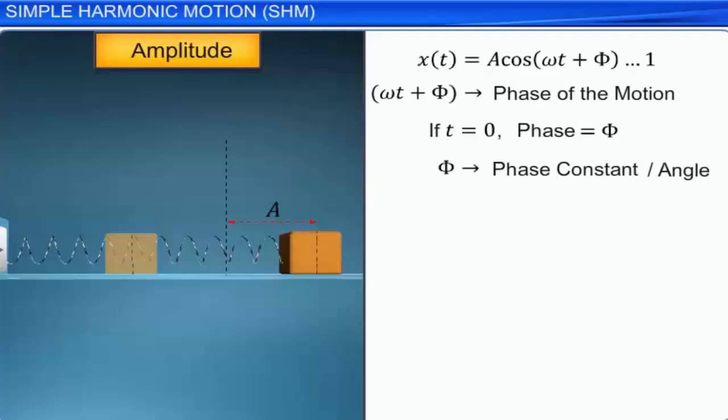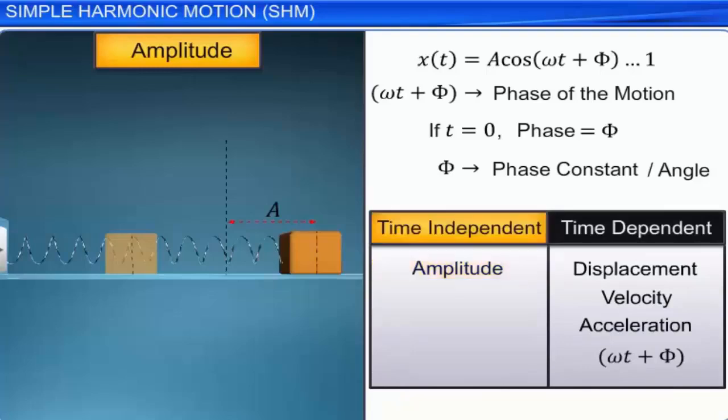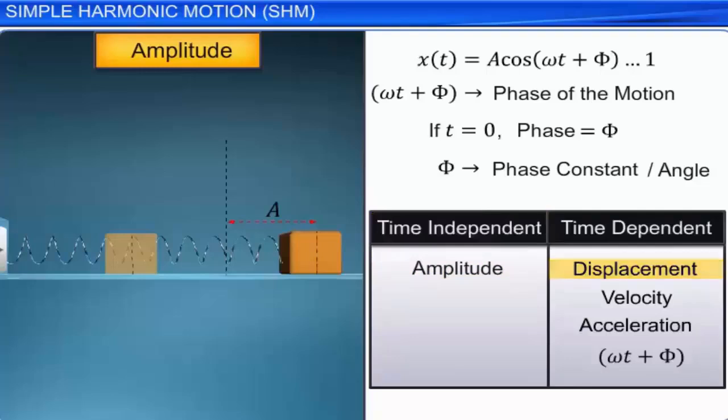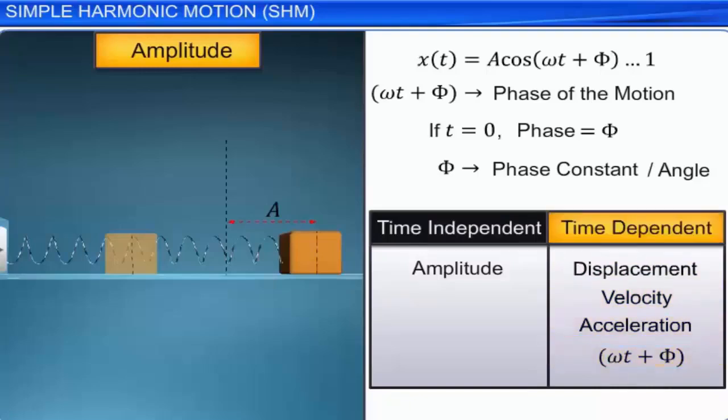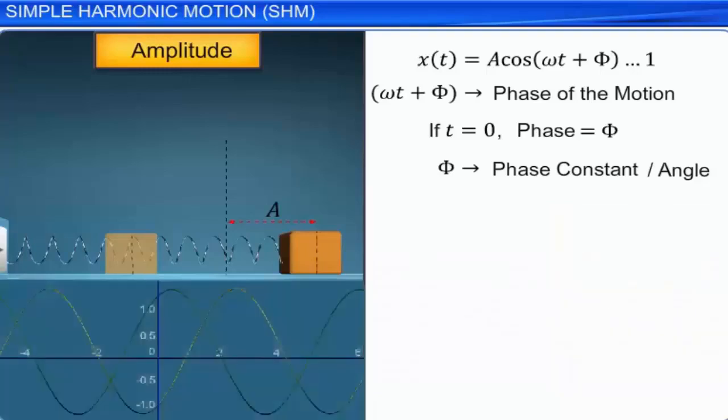It is the initial phase of the particle executing simple harmonic motion. In simple harmonic motion, amplitude is the only quantity that is time independent, whereas displacement, velocity, acceleration and the phase angle ωt + φ are time dependent. As shown in the graph, two simple harmonic motions may differ in the phase constant φ in spite of having the same ω values.